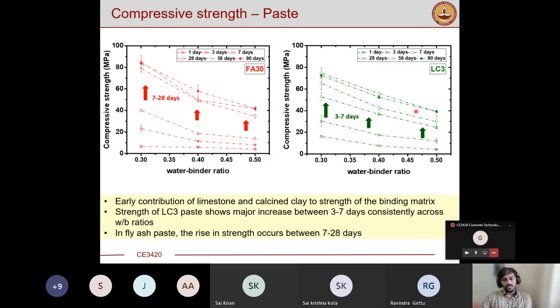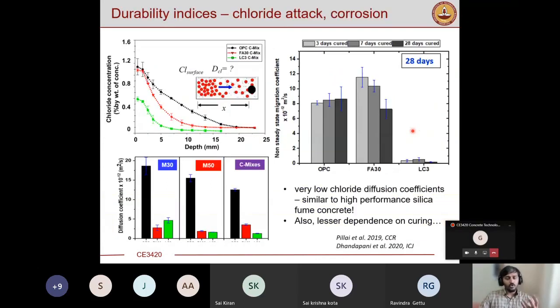But in LC3, the major strength development happens between 3 to 7 days in cement paste, which means the binder itself has a higher potential to attain strength at an early age. So that's why we see a major strength rise at the early ages. So let's talk about other implications of such binder combinations, for instance, durability.